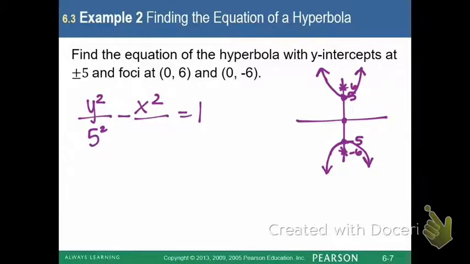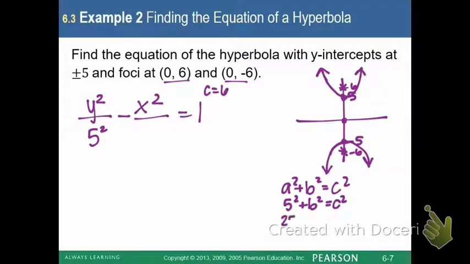And then again, these foci at (0, 6) and (0, -6) are telling me that c is equal to 6. So I'm going to want to use my equation once again to solve for b here. So a squared plus b squared equals c squared. So 5 squared plus b squared equals 6 squared. Whoops, didn't plug in 6 here. So 36, subtract 25. So I get b squared equals 11. Okay, so b is equal to the square root of 11.